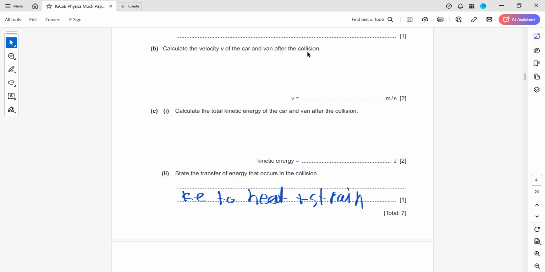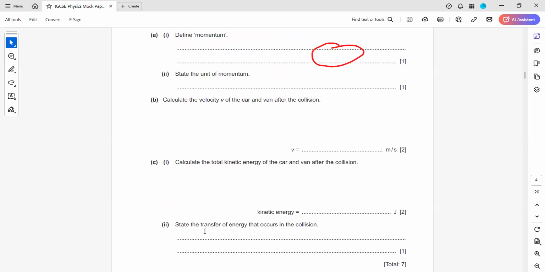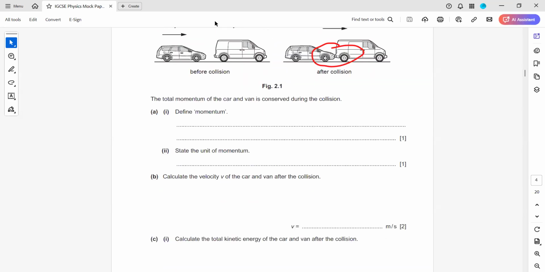But the thing is, because they still continue to move, as you can see in the question, when they collide, they're continuing after the collision, they're still moving. So the total kinetic energy, as the question says, state the transfer of energy that occurs in the collision. The kinetic energy of the car is converted into kinetic energy of the car and the van, because they are still moving, plus strain and heat energy.